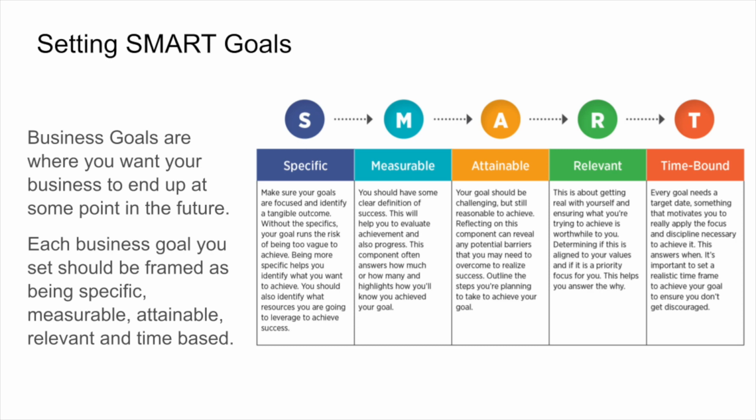So specific means that we make sure the goals are focused and identify a tangible outcome. So we want to increase our income by 100%. That's specific. Measurable. You should have some clear definition of success. By 100% is an example of a measurable goal. Attainable. Can we actually do it? So your goal should be challenging, but it shouldn't be out of this world. We should be able to reasonably achieve it. So can we reasonably attain a 100% increase? If we can, that would be an attainable goal and a suitable goal.